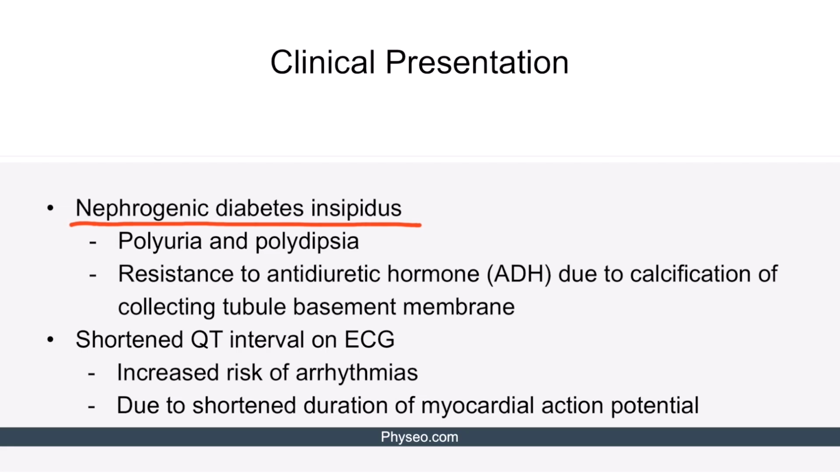The reason for nephrogenic diabetes insipidus in this case is that hypercalcemia causes calcification of the basement membrane of collecting tubule. Therefore, antidiuretic hormone can no longer bind to its receptor and reabsorb free water from the collecting tubule. In addition to nephrogenic diabetes insipidus, patients with hypercalcemia commonly have a shortened QT interval on ECG. Shortened QT intervals predispose the patient to arrhythmias. The reason for QT shortening is that hypercalcemia shortens the duration of the myocardial action potential.